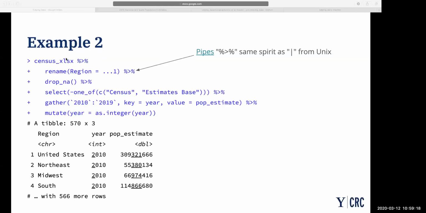And they're saying, take all of the data in the table called census underscore XLSX and use it as input for the function called rename. So I want to take those data and rename the column called ...1 to region. But I'm not done yet. So I have another pipe that says drop any rows where there's an A. And that, yes. We have a question.